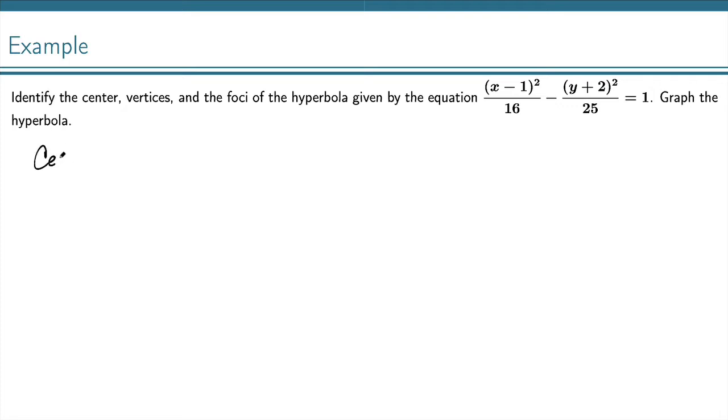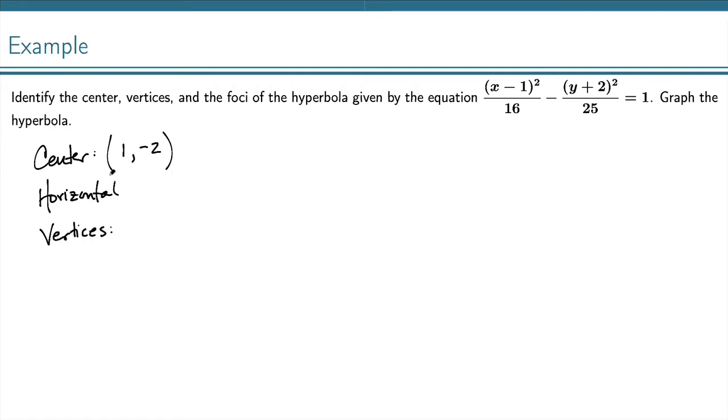First of all, our center is nice and easy to find. We've got x minus 1, so the x coordinate is 1, and y plus 2, so the y coordinate is negative 2. Next, I like to state whether this is a vertical or horizontal hyperbola. The x comes first here, so this is a horizontal hyperbola.